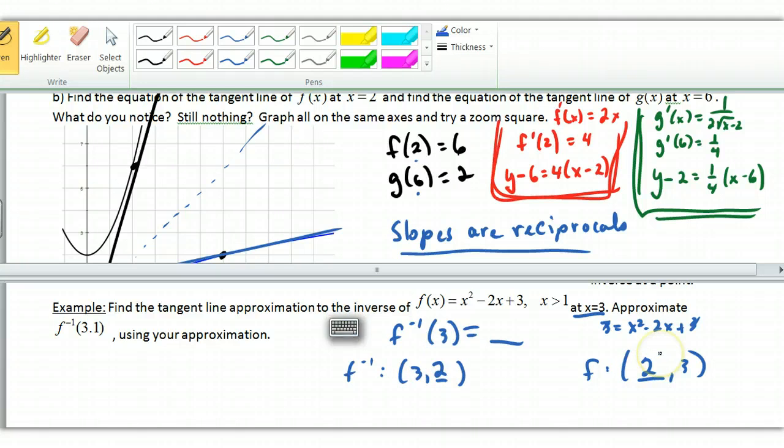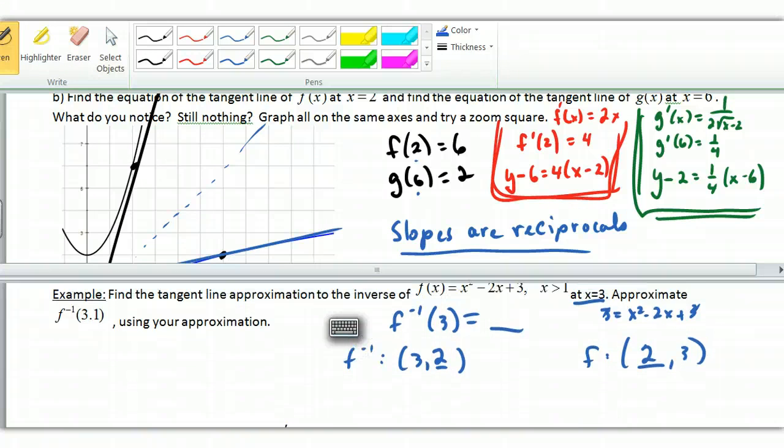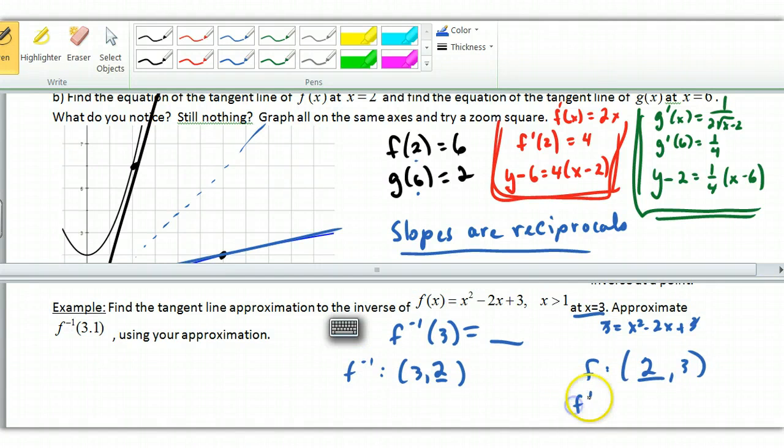I hope you sorted that out. So this is on f, and this is on f inverse. Now I want to find the slope, but I don't want to find the inverse function to go ahead and find the slope. So I'm going to find f prime. f prime would be equal to 2x minus 2. And then I can find the derivative at 2. f prime of 2 is equal to, plug it in here, 2. So f prime of 2 is equal to 2.